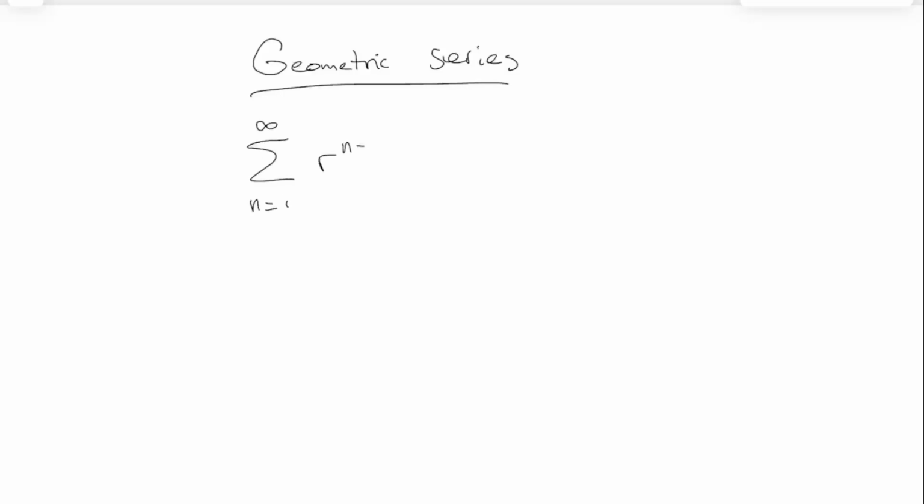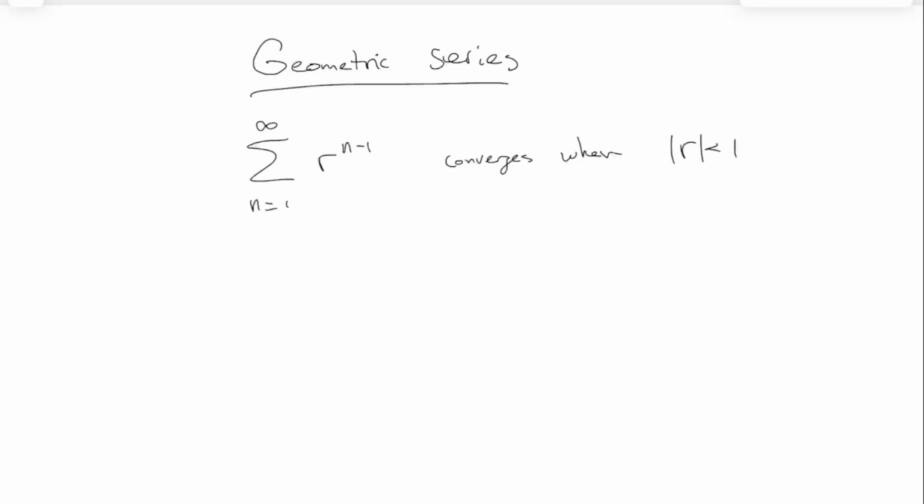So, more on series. What we did last time, we talked about the geometric series in particular, and we're going to do some more with that. But if you recall, the geometric series was this one, the sum from n equals 1 to infinity of r to the power n minus 1. And we found that this converges when the absolute value of r is less than 1.